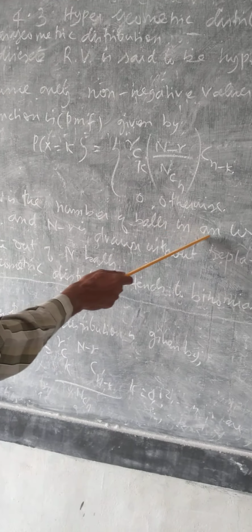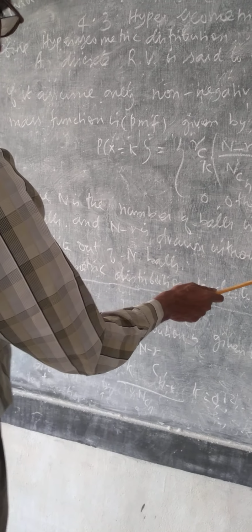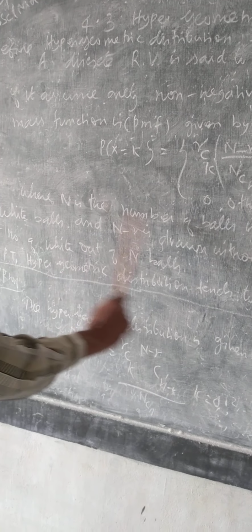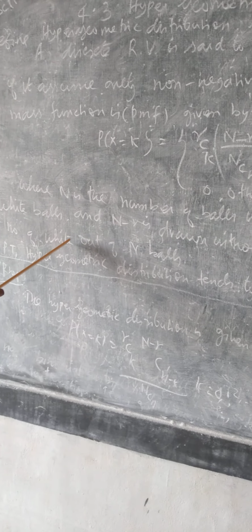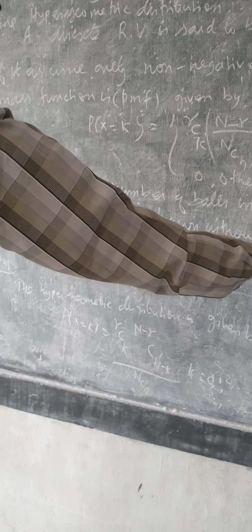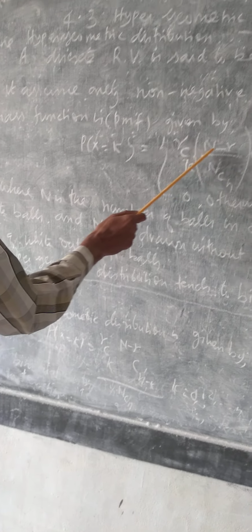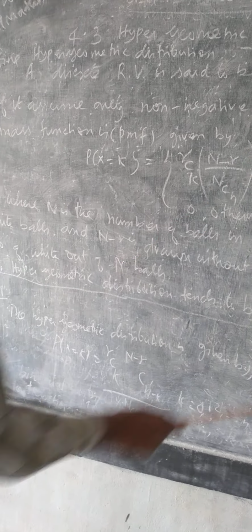Otherwise it is 0. Here N is the number of balls in hand, r is the number of white balls, and N minus r are the remaining balls, drawn without replacement. The only condition is that r is the number of white balls; the remaining may be of whatever color, but drawn without replacement, and k is the number of white balls out of n drawn. Among these white balls you have to choose k. So this is the condition for the hypergeometric distribution.